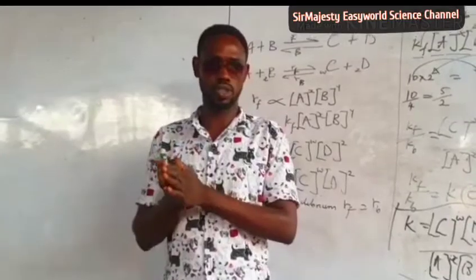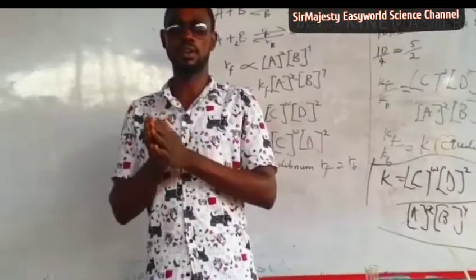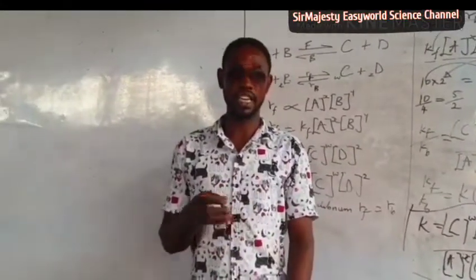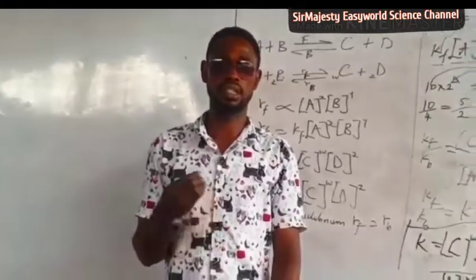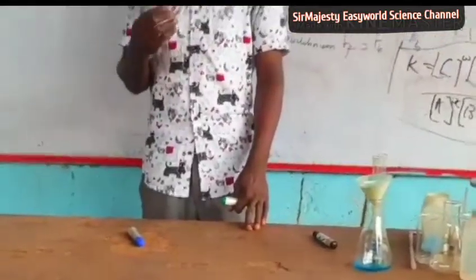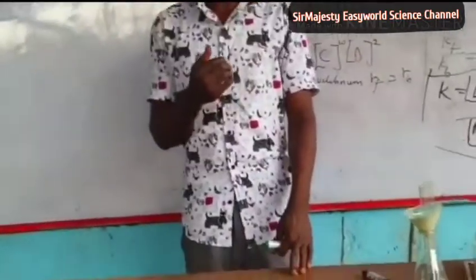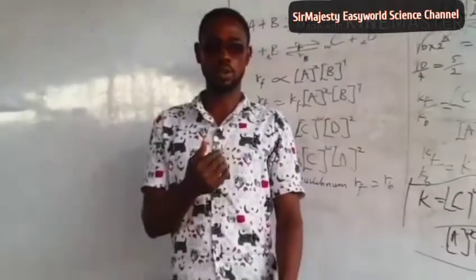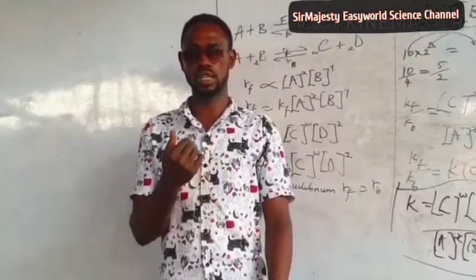Now, coming to the other one, which is endothermic reaction. Endothermic reactions are favored by increasing the temperature. Increase in temperature of an endothermic reaction makes the reaction faster than normal. Then decreasing the temperature makes it very, very slow. Just take it that way.